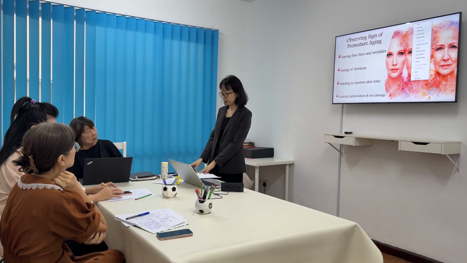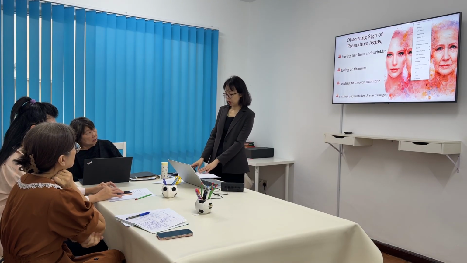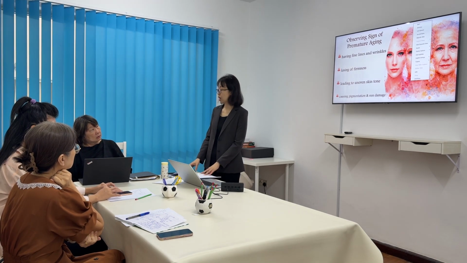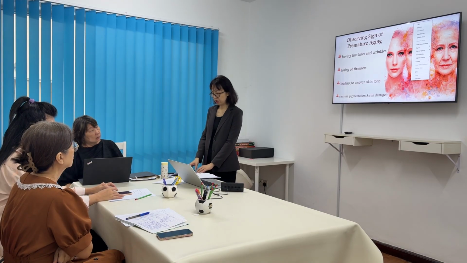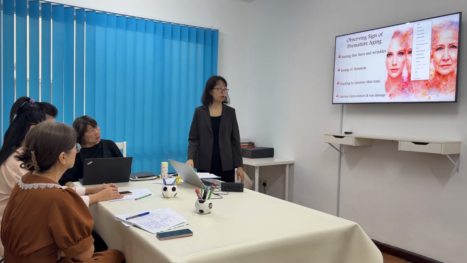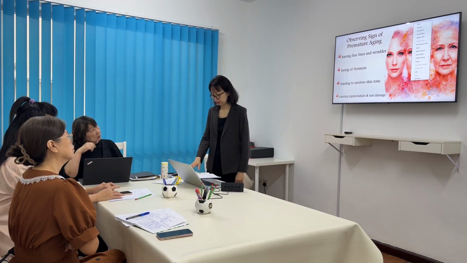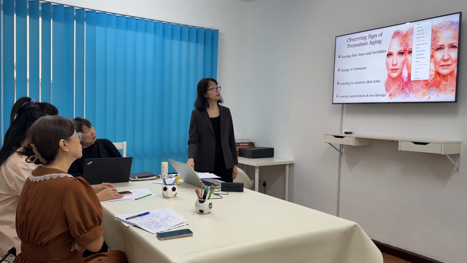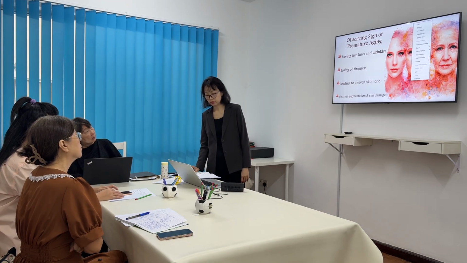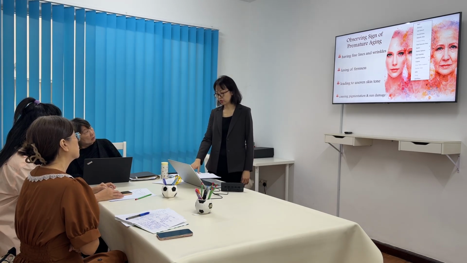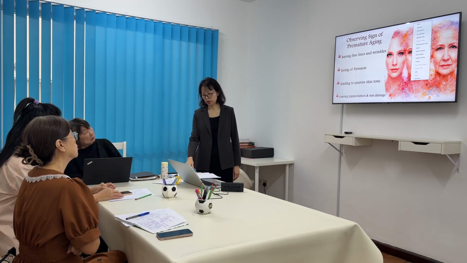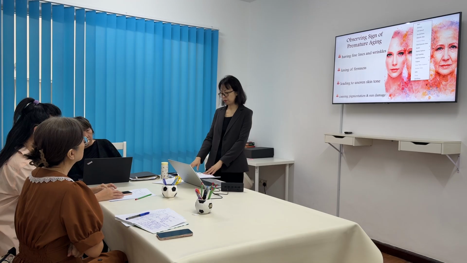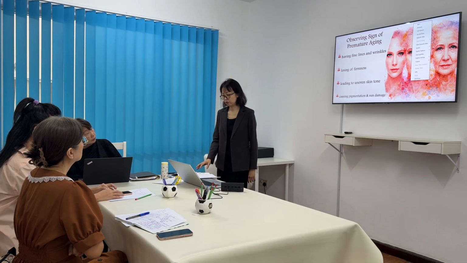So now we know what premature aging looks like. We covered the signs of premature aging. These are the common signs: fine lines, loss of firmness, uneven tone, and pigmentation from sun damage. And the key message is these signs don't appear overnight. They are the result of repeated damage and an unstable skin barrier over time.